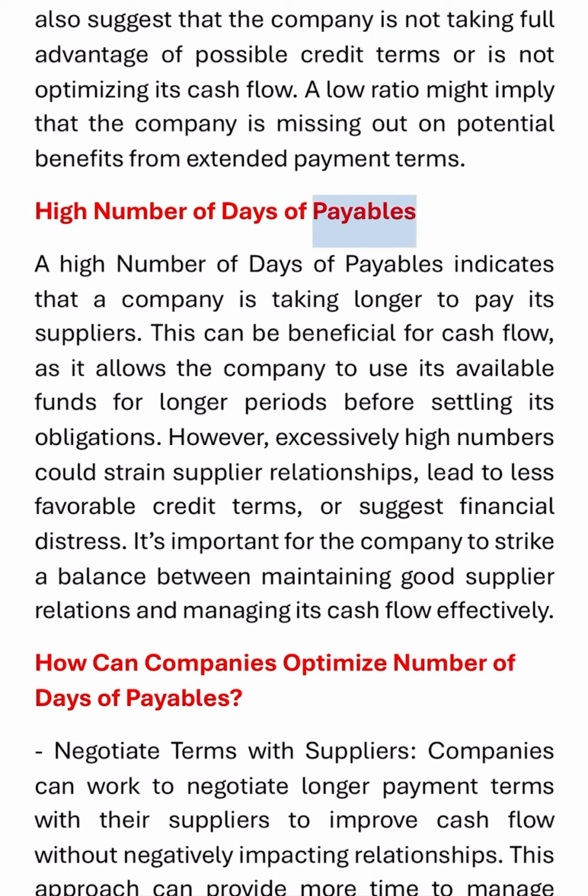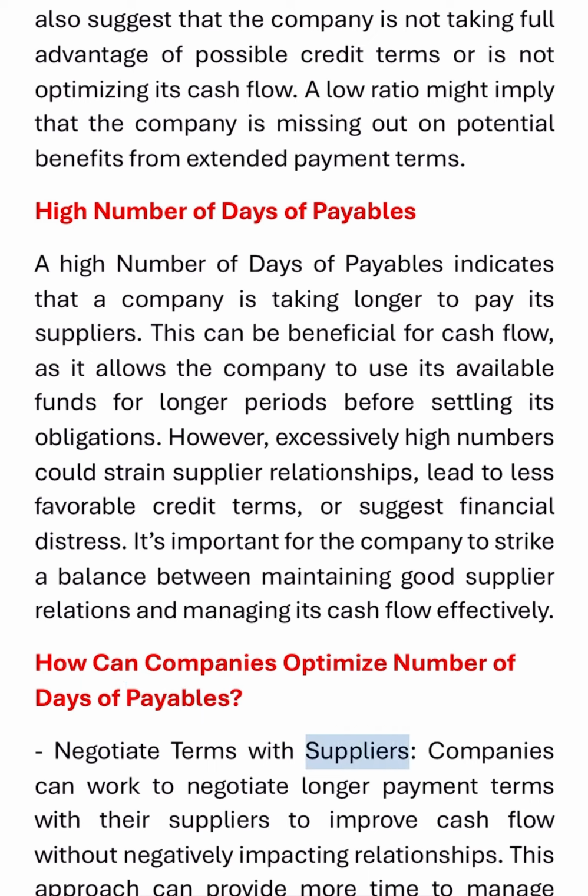High number of days of payables. A high number of days of payables indicates that a company is taking longer to pay its suppliers. This can be beneficial for cash flow, as it allows the company to use its available funds for longer periods before settling its obligations. However, excessively high numbers could strain supplier relationships, lead to less favorable credit terms, or suggest financial distress. It's important for the company to strike a balance between maintaining good supplier relations and managing its cash flow effectively. How can companies optimize number of days of payables?